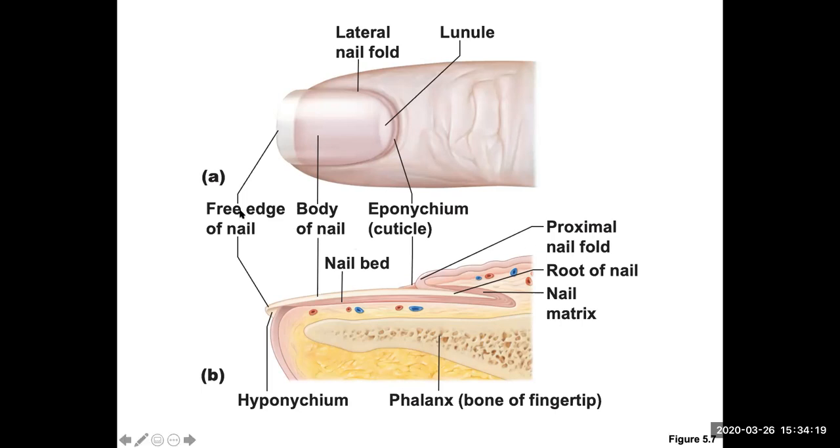Those are the terms that you will need to know. The lunula is also a good one. It's that little white part that you see down at the base of your nail. But the body of the nail, the free edge of the nail, the eponychium and the hyponychium and the nail bed are the important parts of fingernails that I want you to know. Okay. How are we doing?